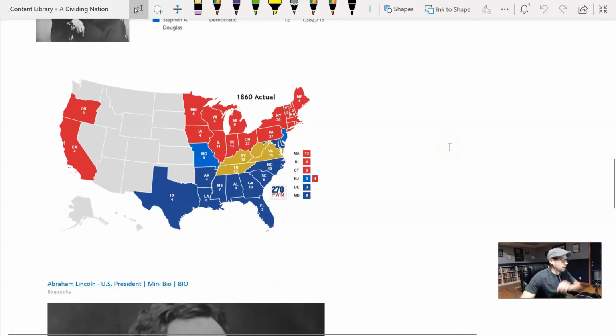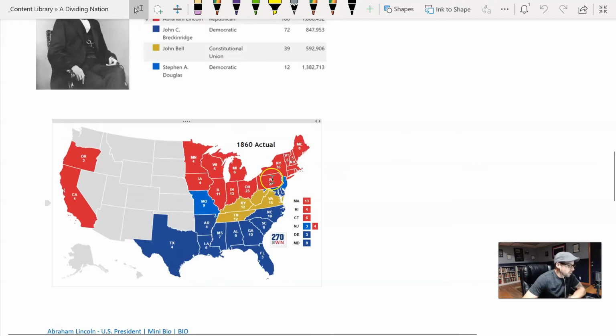So this is the voting results from 1860. You can see that in the red, in the north here, these are the states that Lincoln won. And in the South, this is where the Democrats had most of their support. And it wasn't just the Democrats. You also had in gold here the Constitutional Union Party. But if you take a look here, you can see that Lincoln did not win a single Southern state.